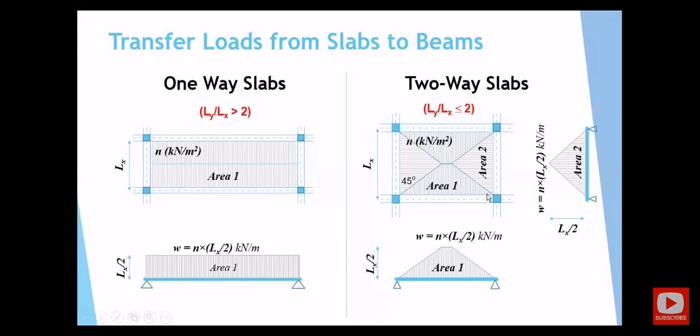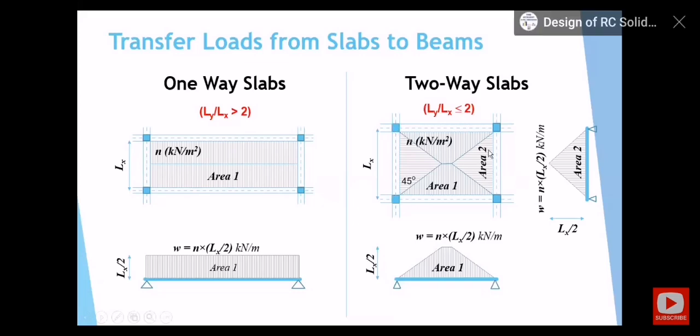This is showing you how to transfer the load in the case of one-way slabs to the beams and for two-way slabs. For one-way slabs, again, the load will be transferred only to the long beams. Short beams are not taking any load from the slab. They may take a load from a wall, the self-weight is still there, but load from the slab is neglected and all the load will be transferred to the long beam.